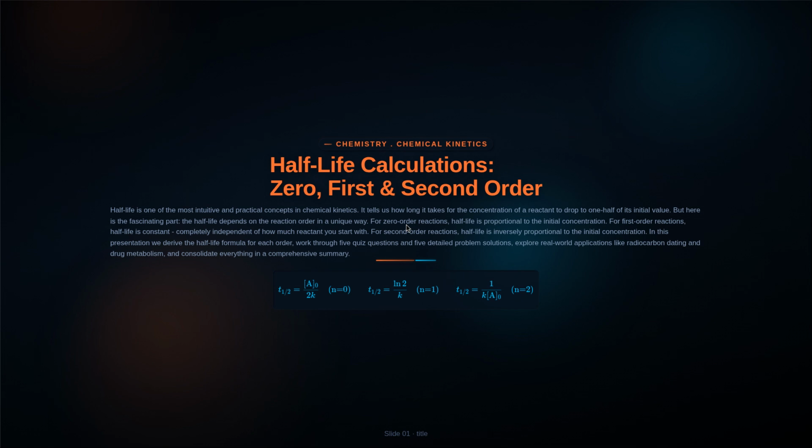The half-life depends on the reaction order in a unique way. For zero-order reactions, half-life is proportional to the initial concentration. For first-order reactions, half-life is constant, completely independent of how much reactant you start with. For second-order reactions, half-life is inversely proportional to the initial concentration.